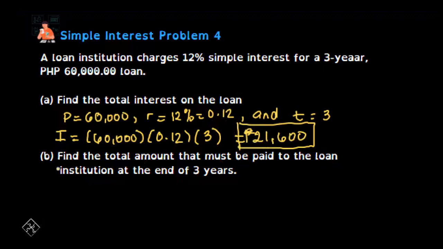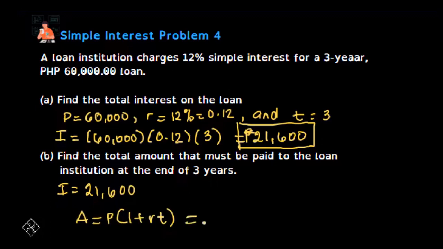Okay? So, let's try the second problem. Find the total amount that must be paid to the loan institution at the end of 3 years. Okay? So, at the end of the 3 years, the loan institution must be paid the original 60,000 pesos plus the interest of 21,600 pesos, no? So, ang gagamitin lang natin na formula dyan, ito yung gamitin natin formula. A is equal to P times 1 plus RT. Okay? So, gamitin natin ang mga given sa taas.